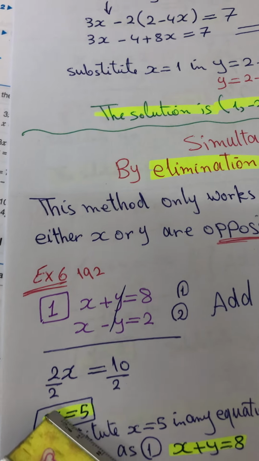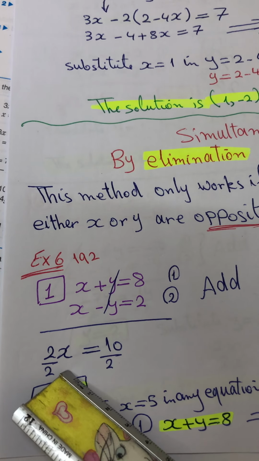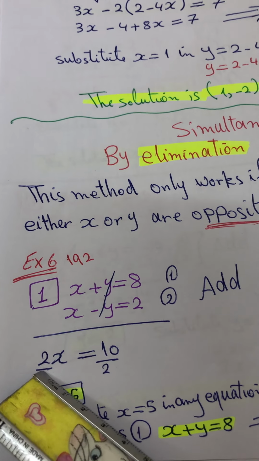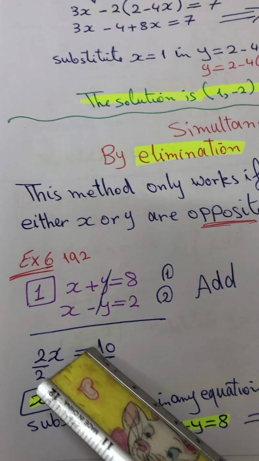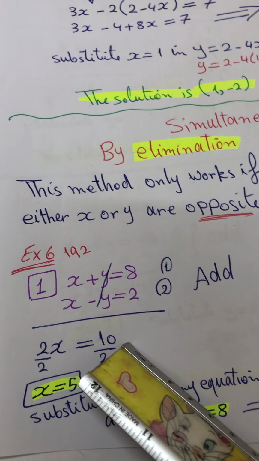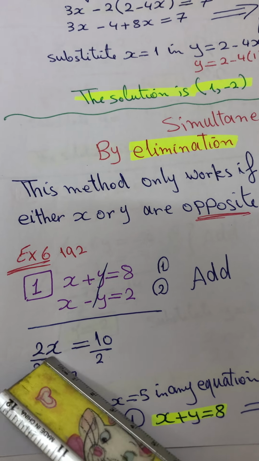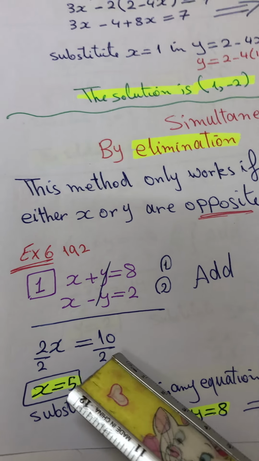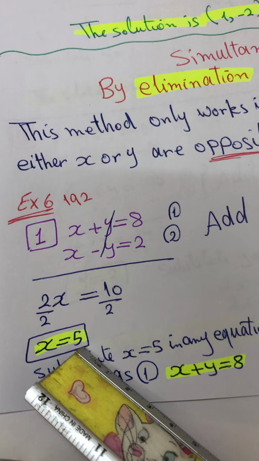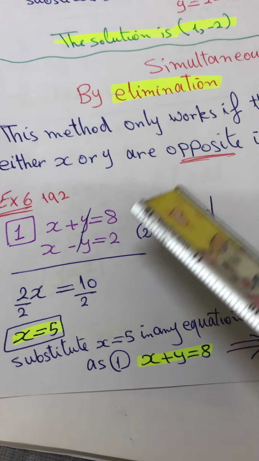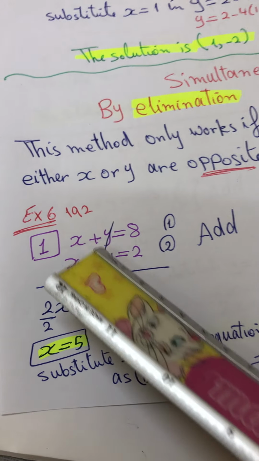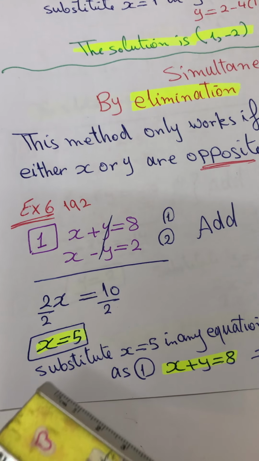What do I have now? I have only x as a variable. 2x equal 10, because x plus x equal 2x, y positive and y negative equal 0, and 8 plus 2 equal 10. So 2x equal 10. Divide by 2 both sides to find the value of x only, so x equal 5. Easy. We use this way if we have opposite signs. Here I have opposite signs, y positive and y negative.